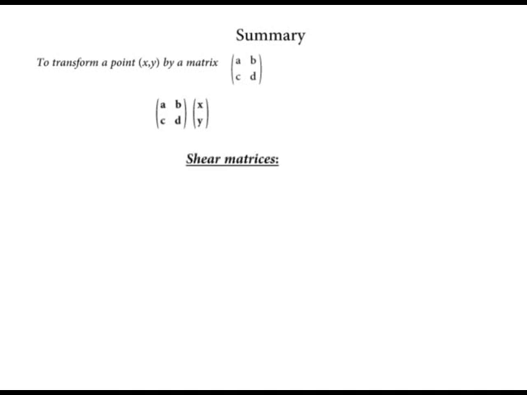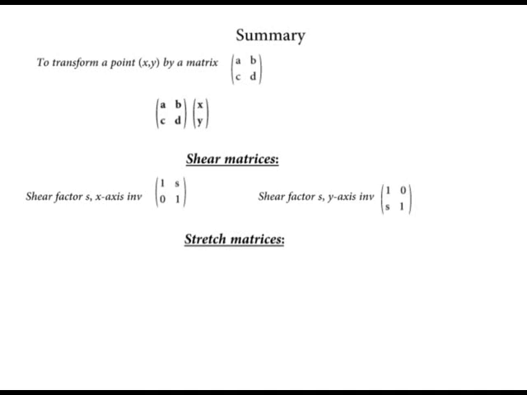Shears move points parallel to the invariant line. The general shear matrix with x-axis invariant is 1, s, 0, 1, and with y-axis invariant it's 1, 0, s, 1, where s is the shear factor. Stretches move points perpendicular to the invariant line. The general stretch matrix with x-axis invariant is 1, 0, 0, m, and with y-axis invariant it's m, 0, 0, 1, where m is the scale factor.